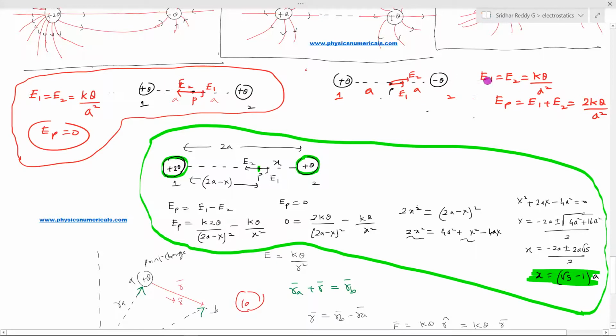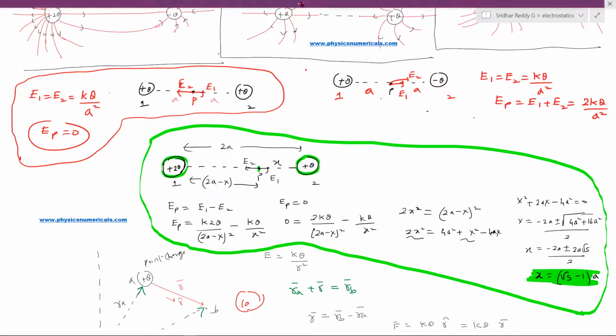And what about for this? You can check it. If you take plus 2Q and minus Q, the field can be zero at a point other than in between the point charges. Here I took plus 2Q and plus Q, so one charge is of magnitude plus 2Q and the other is plus Q, where the field will be zero in between the line joining the point charges. So here, what is the condition now?